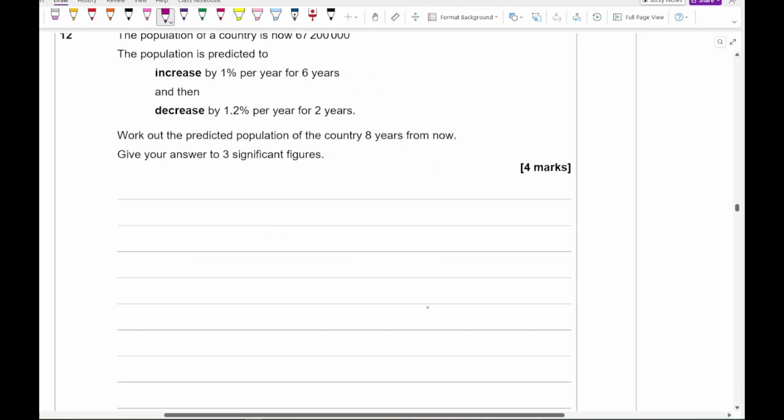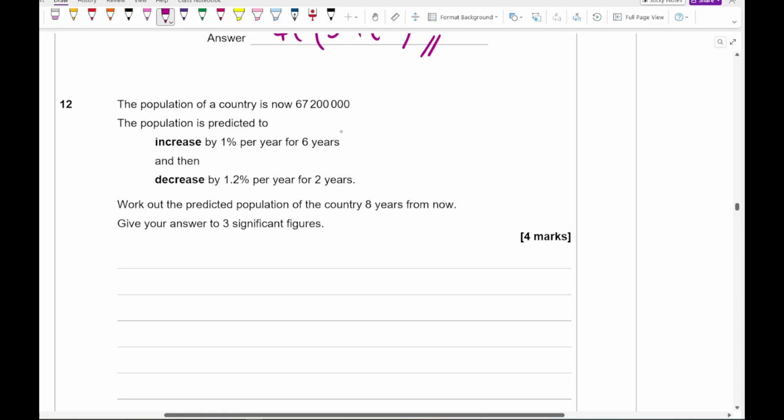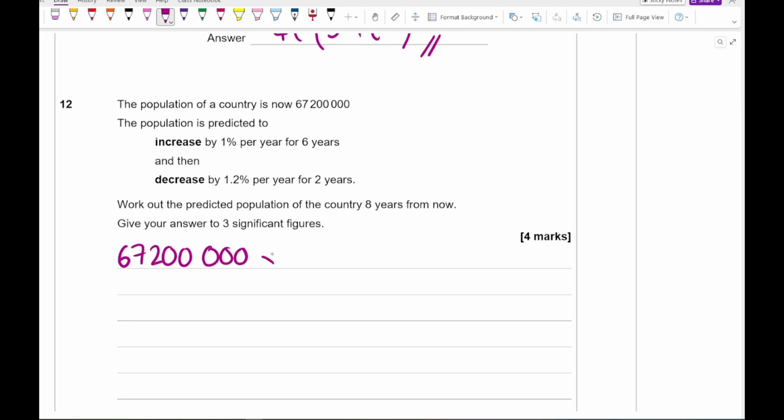Then moving on to question 12, it says the population of a country is now 67,200,000. The population is predicted to increase by 1% per year for 6 years and then decrease by 1.2% per year for 2 years. Work out the predicted population of the country in 8 years from now, giving your answer to 3 significant figures. So this is a compound interest question. If we start by writing the original amount, then we want to increase by 1% for 6 years. So 1% plus 100% is 101. That as a decimal is 1.01, and we want to multiply that to the power of 6.